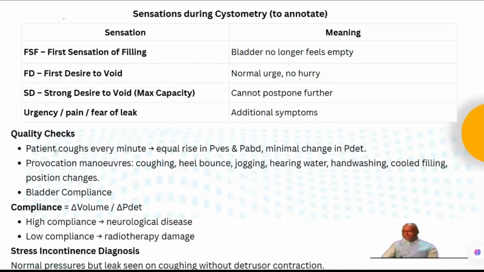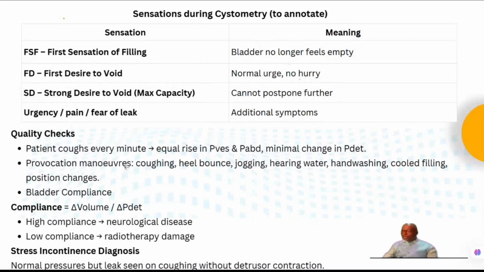Then quality checks. The patient coughs every minute, and there will be an equal rise in the P vesical and P abdominal. There will be minimal change in the P detrusor. Why will there not be any change in the P detrusor, doctor? There will be an equal rise once the patient coughs every minute. Because there is an equal rise, and P detrusor is the subtraction of both. Correct. So normally, if they are stable, then also their subtraction will be the same. And if they both rise equally, again, P detrusor will not change.